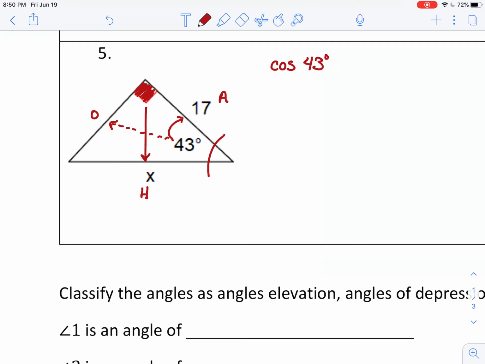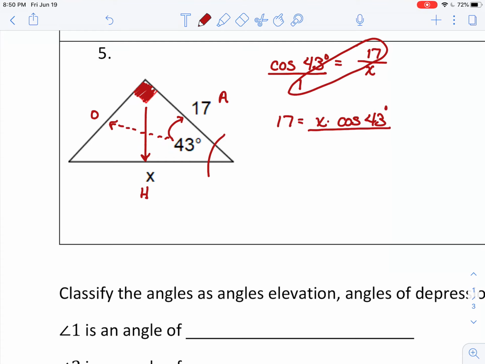So I'm going to take cosine, I'm going to say what angle it is that I used, and then I'm going to say what ratio it has to equal. And it's always adjacent over hypotenuse. Since it's a side, I'm going to cross multiply. 17 times 1 is 17. X times the cosine of 43 is x times the cosine of 43.